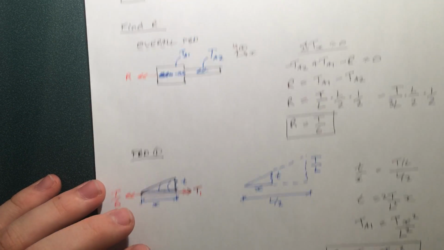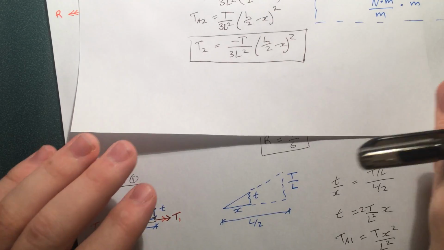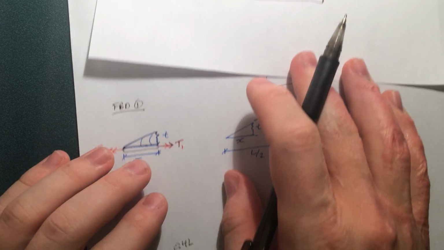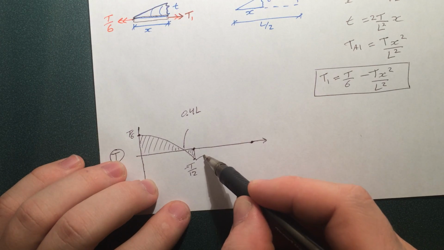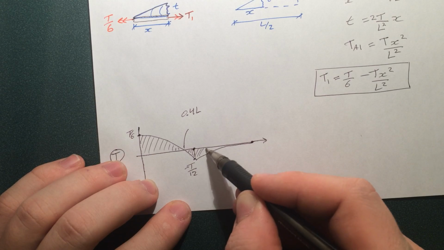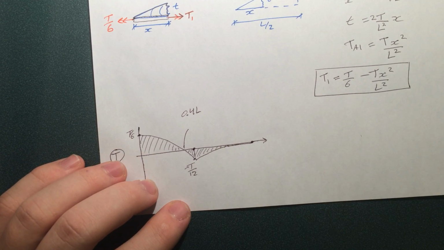Now we're going to take equation T2, which we developed up here. We'll plot that the rest of the way. And it's going to go like this, quadratically back up to 0.